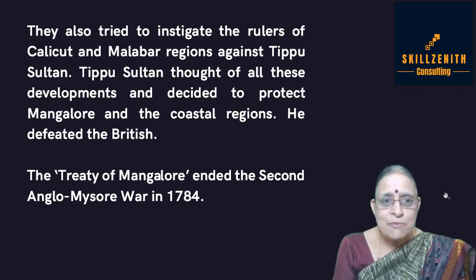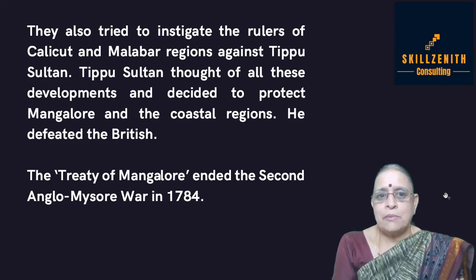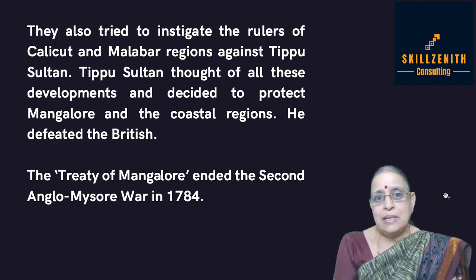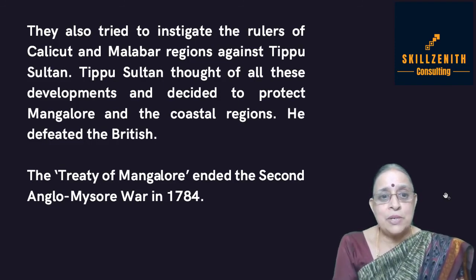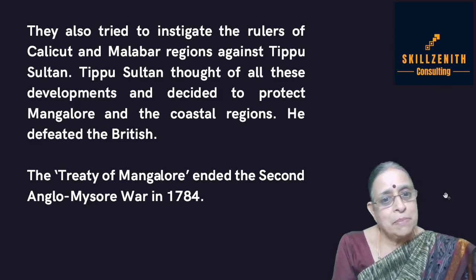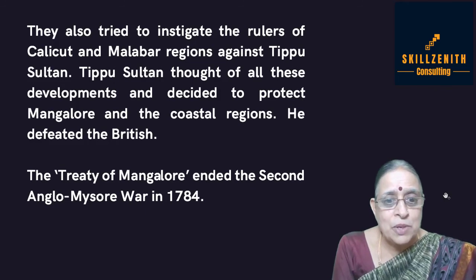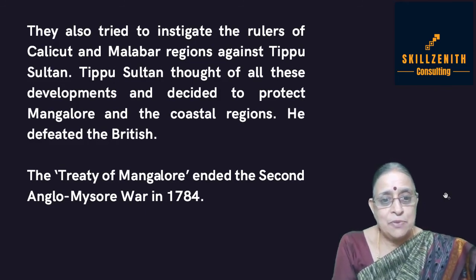He was aware of the fact. He was also quite intelligent. He knew what would happen. So he thought of all these developments and he decided to protect Mangalore. At any cost, he never wanted to leave Mangalore and also the coastal regions. He defeated the British. The Treaty of Mangalore ended the Second Anglo Mysore War in the year 1784.